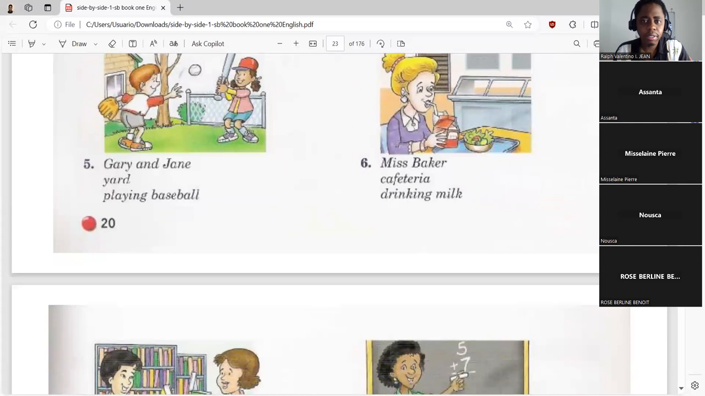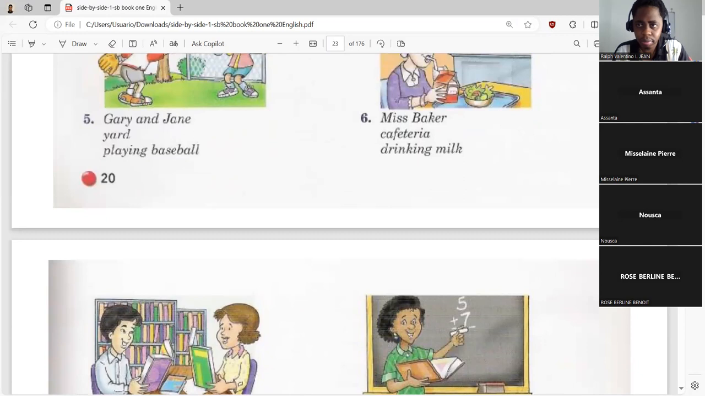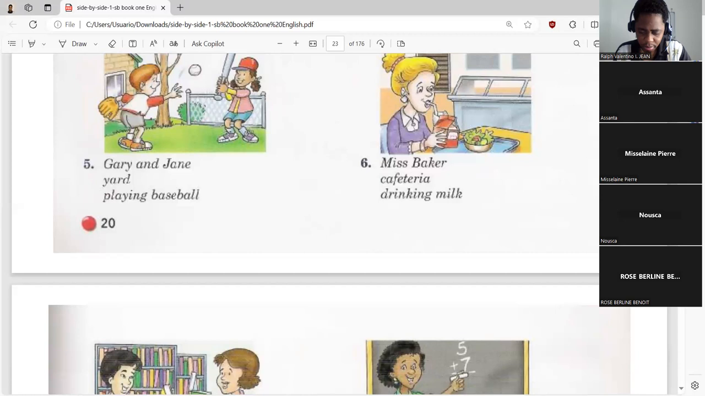Let's see. Number six. Again, Asanta. Number six. Okay. Where is Miss Baker? Cafeteria. No, tu réponds. She is. Non, la préposition. She's in. She is in the cafeteria.